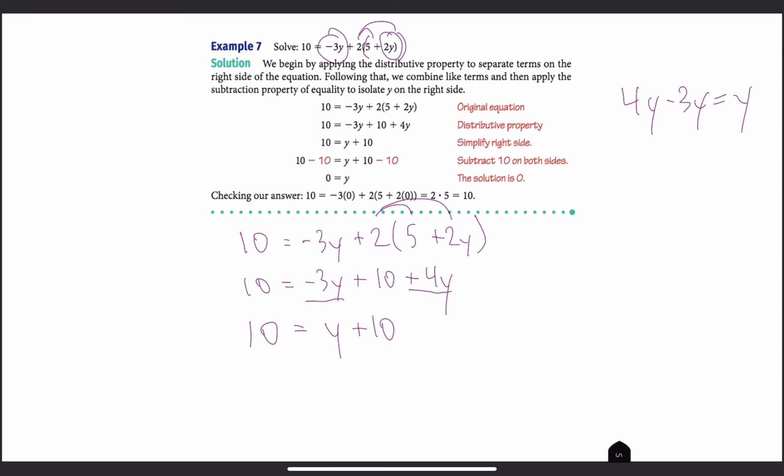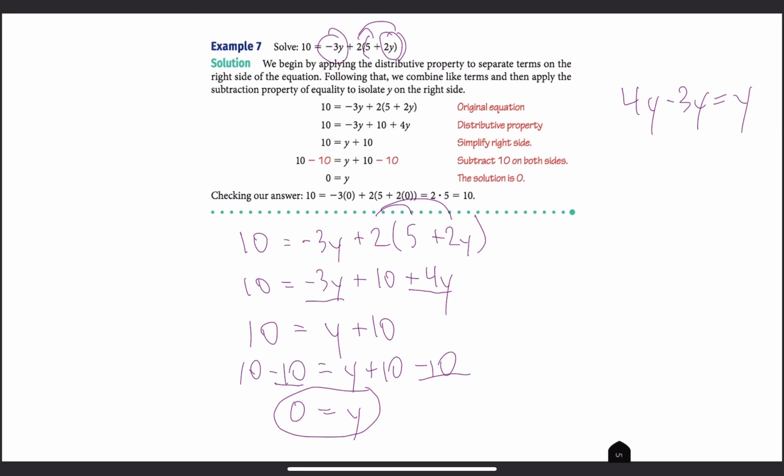So to do that, in this case, I could subtract 10 from both sides, right? Right here, I could say 10 minus 10 equals y plus 10 minus 10. So I took the previous line and I simply subtracted 10 on both sides. Let's see how this cleans up. 10 minus 10 is 0, equals y. So we think that y equals 0, which may seem like a strange solution, right?